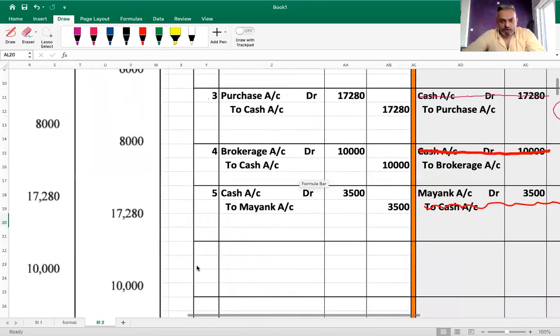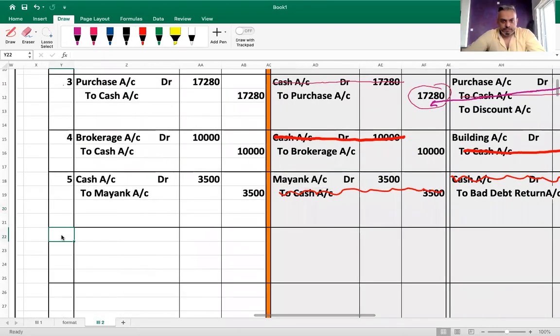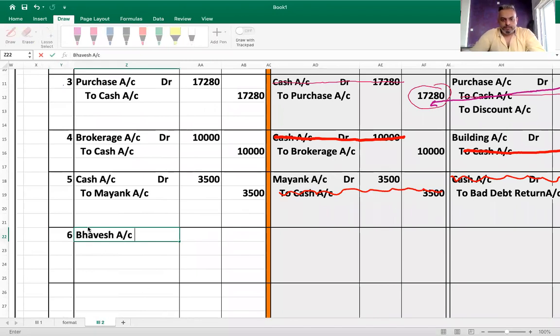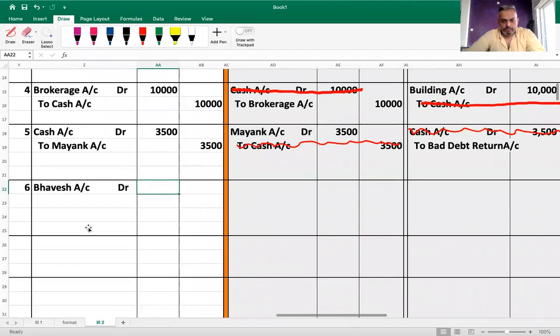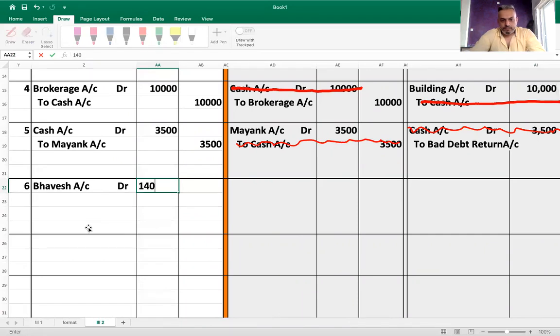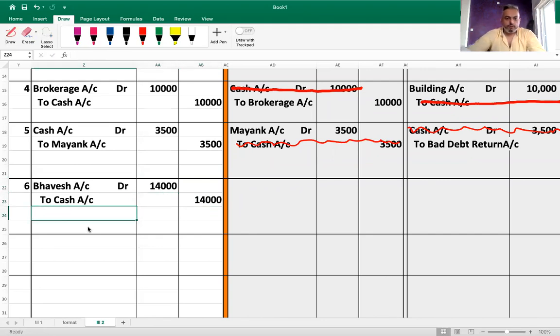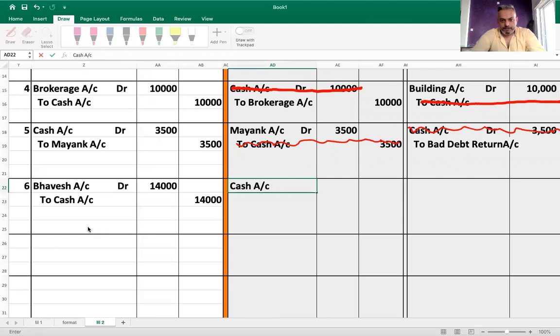So let's write the wrong entry first. Bhavesh account debit 14,000 to cash account 14,000. We reverse it. So cash account debit 14,000 to Bhavesh account.